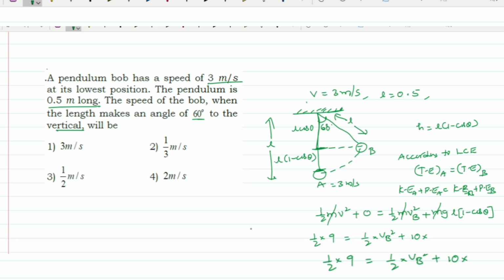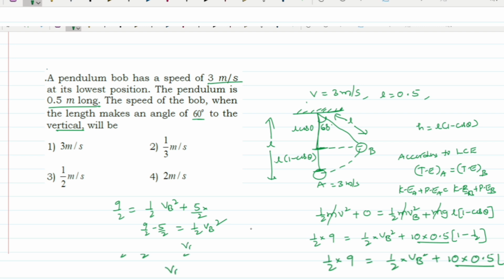Here the length of the pendulum is given as 0.5 into 1 minus cos 60, which will be 1 by 2. Now just simplify this. 9 by 2 equals half Vb square plus 10 into 0.5, which is 5, into 1 by 2. So when you bring this side, 9 by 2 minus 5 by 2 equals half Vb square. This is 4 by 2, which is 2, so 2 2s are 4, Vb square equals 4. Then Vb value will be 2 meter per second. So 2 meter per second is the correct answer.